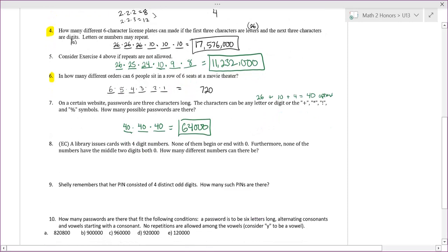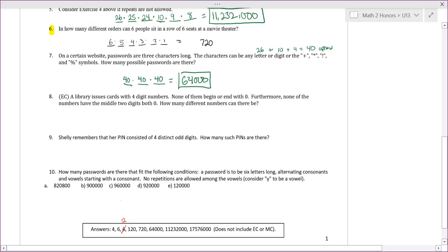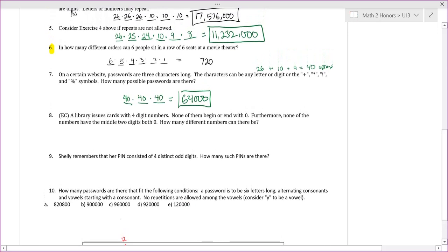Number 8 was an extra credit problem, meaning give it your best shot, but it's going to be a little more challenging here. Also, the answer is not in the answer key because it's extra credit. Here we have a library that issues cards with 4-digit numbers. None of them begin or end with 0. Furthermore, none of the numbers have the middle 2 digits both 0. How many different digits can there be?